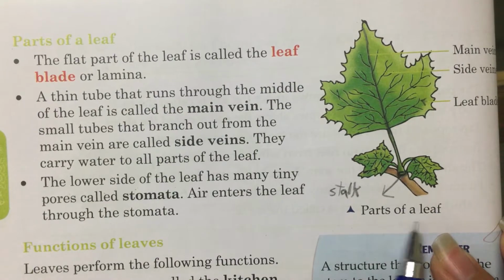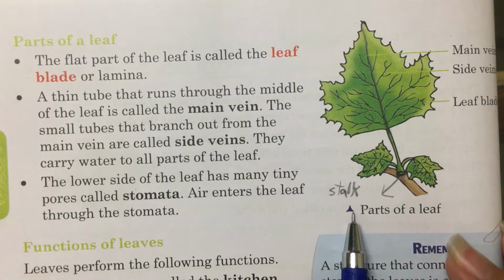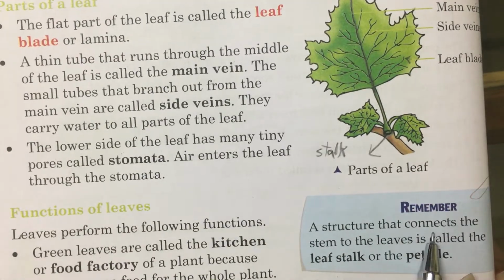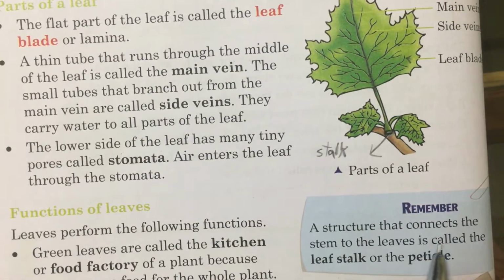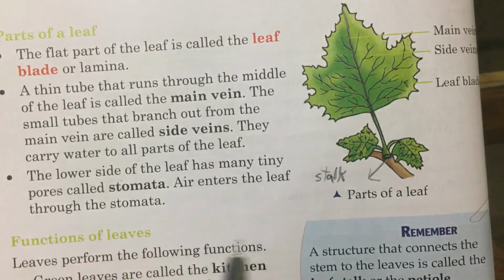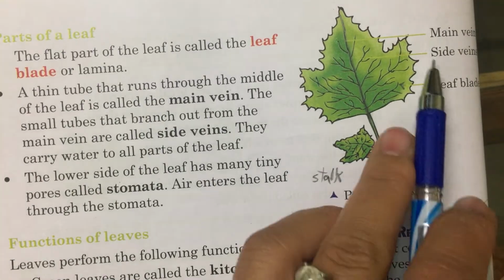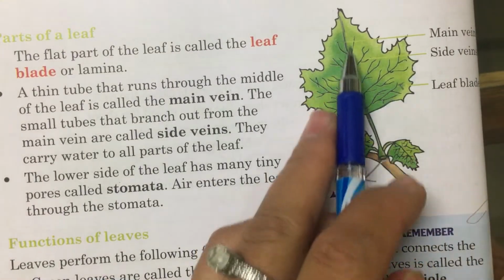As you can see here, these are the parts of a leaf. And just remember that a structure that connects the stem to the leaves is called the leaf stalk or the petiole. So this is the leaf stalk or the petiole, leaf blade, side veins, and the main vein.